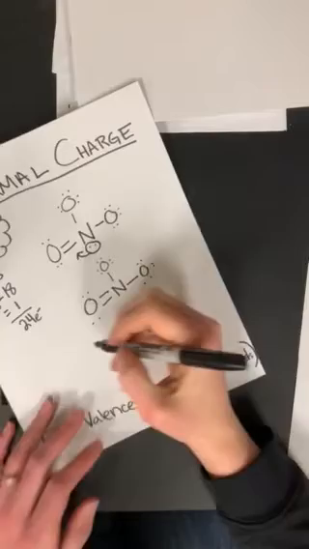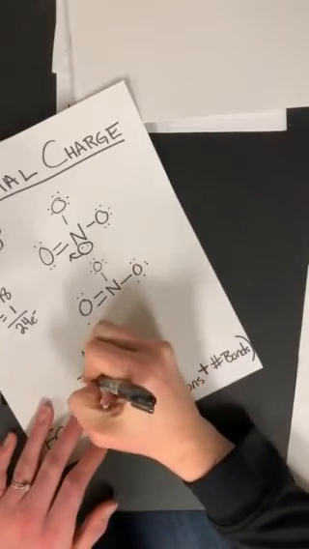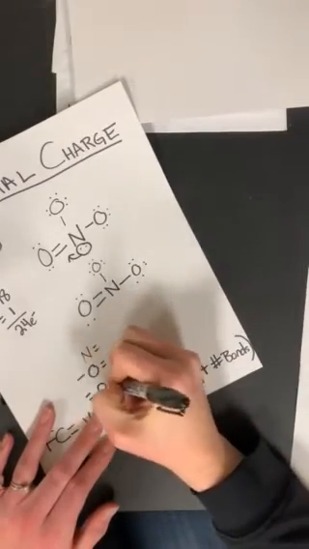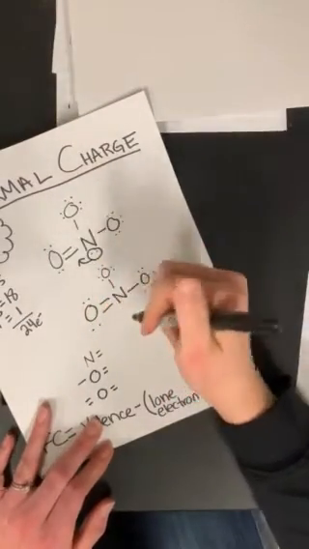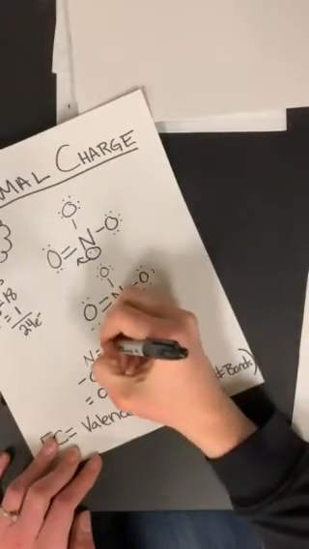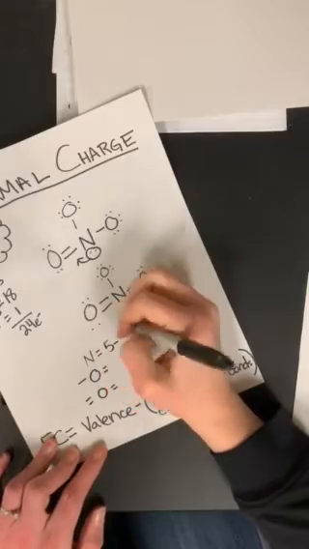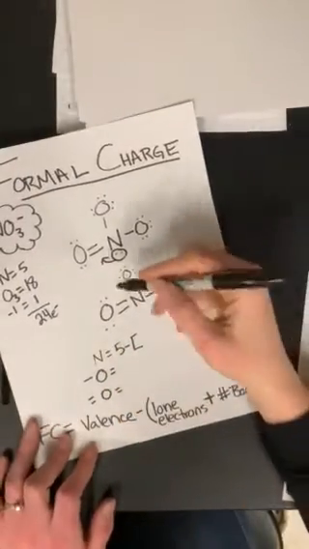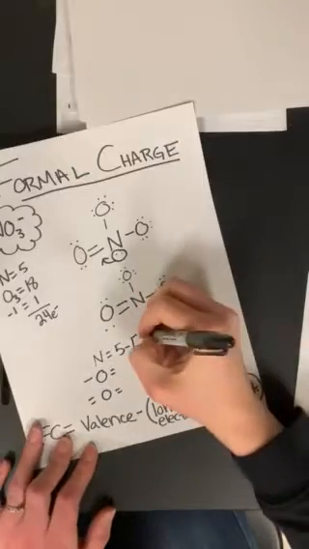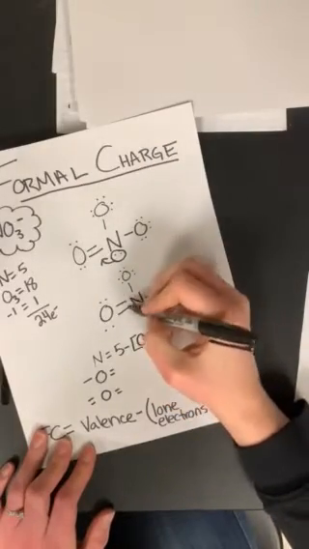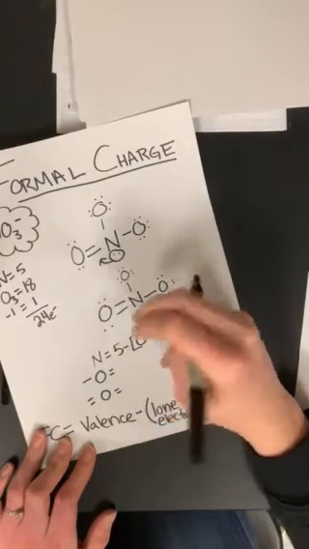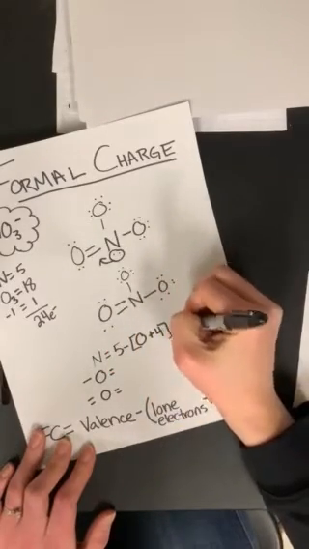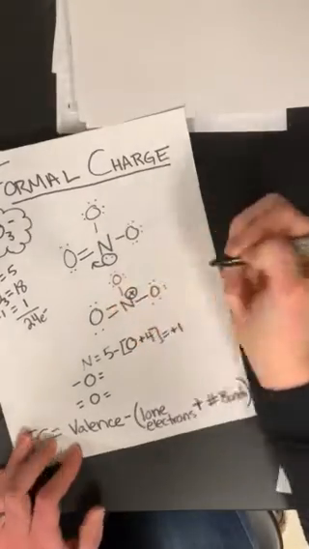There are 3 unique atoms here. N, single bonded O, and double bonded O, right? You see how these 2 are both single bonded, they're identical, but this double bonded O is going to be a little bit different, okay? So we're going to use this formula to find formal charge of each of these. Nitrogen has 5 valence electrons. We subtract out the number of dots. There are no dots on this, okay? We're going to add in the number of bonds. There are 4 bonds, so dots plus bonds equals 4. 5 minus 4 gives us plus 1. So nitrogen is plus 1.